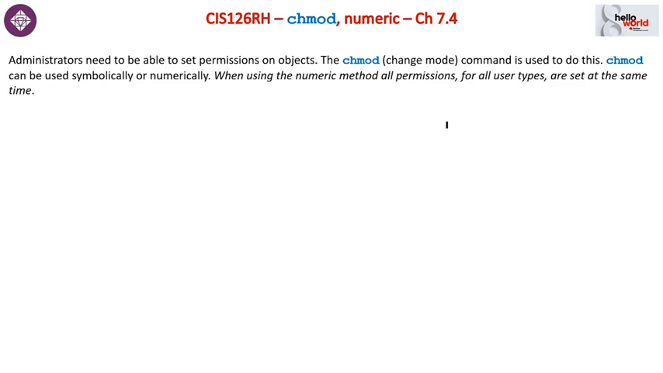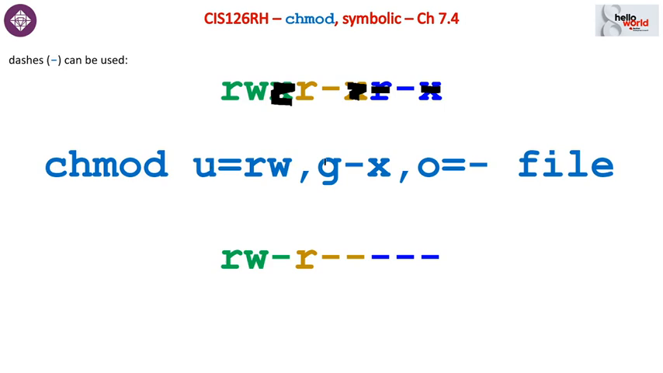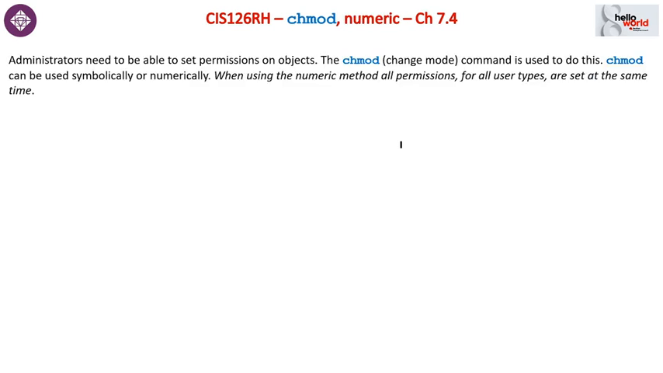There is a numeric way to set these. The nice thing about symbolic is I can manipulate single bits. Okay, single bits. It can get complicated looking like this when I want to manipulate multiple bits across the thing. Another way to do this is that each one of those bits has a binary value.